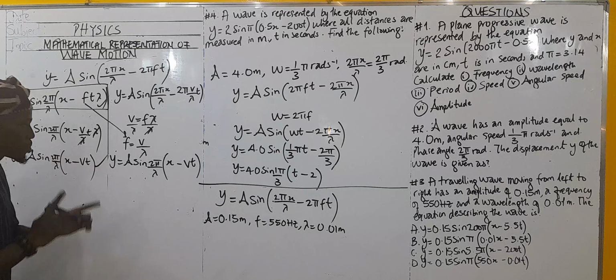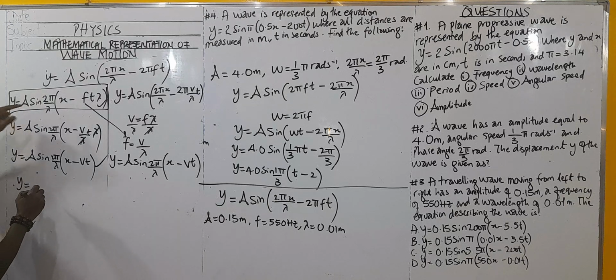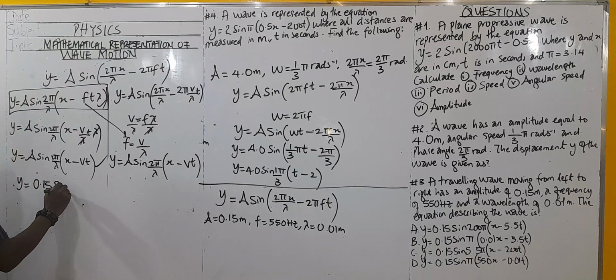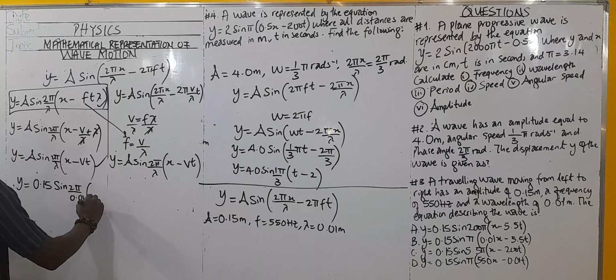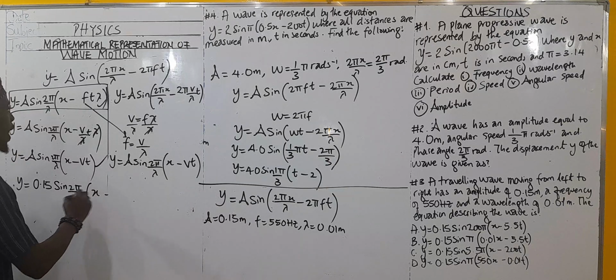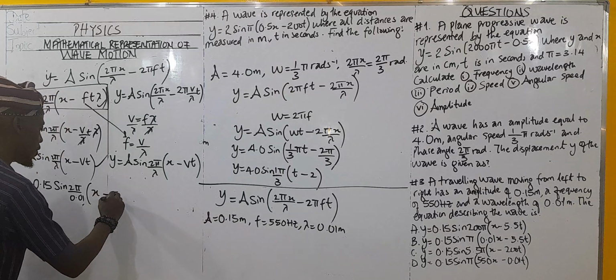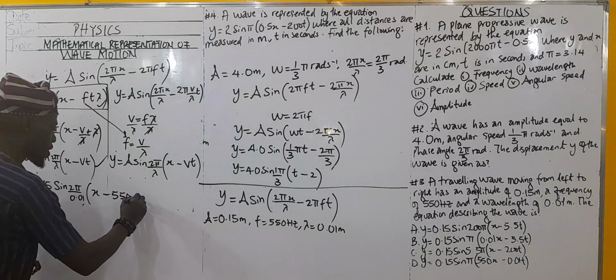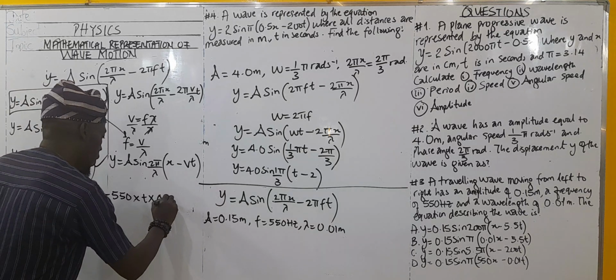So all you just need to do is play with them wisely. I'm going to write y equals, my A is 0.15, sine 2 pi over my wavelength, which is 0.01, and then I'm going to write x minus my frequency, which is 550, times t times 0.01.